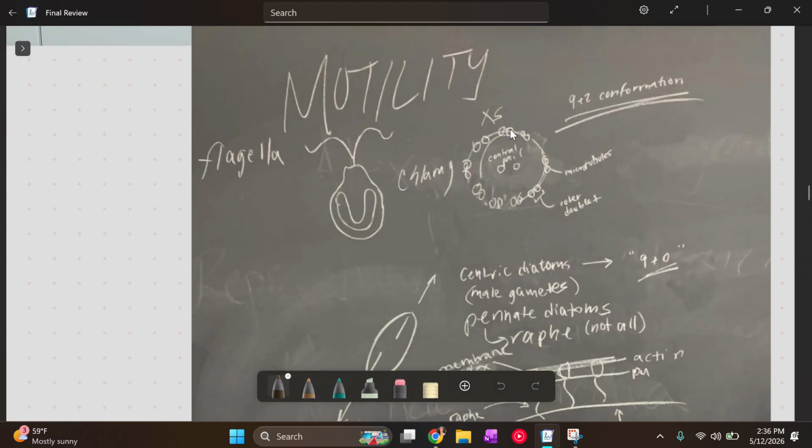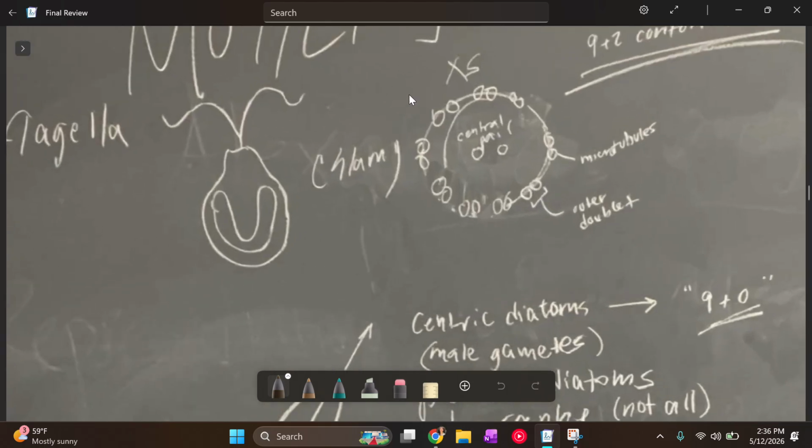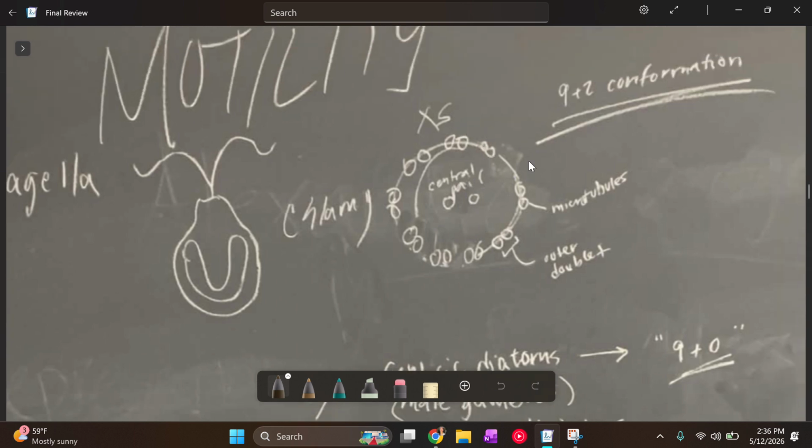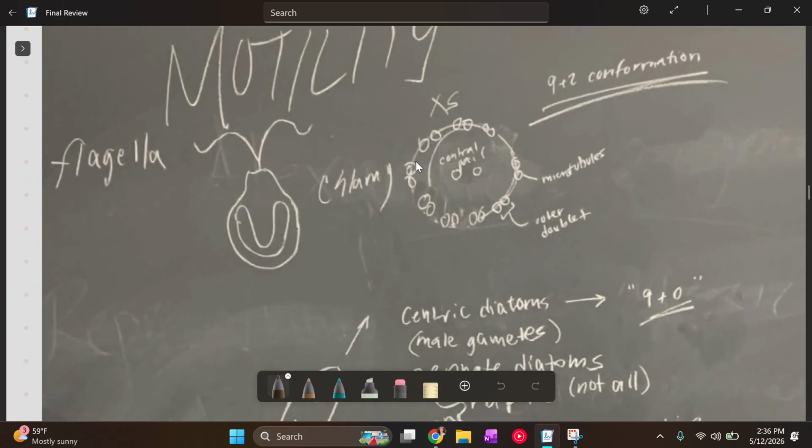Motility. How do we move? So we talked about flagella. In most of these examples, we have this 9+2 conformation, where there are 9 outer doublets on the outside of the flagella and a central pair, which is like 9 doublets and then 2 distinct ones. So you can kind of think of it as 18+2, but I don't know if that makes it more confusing or less. And these circles are microtubules. Most of the organisms have this conformation except for diatoms. Diatoms don't typically have a flagellum, but their male gametes do, because they have to move around.